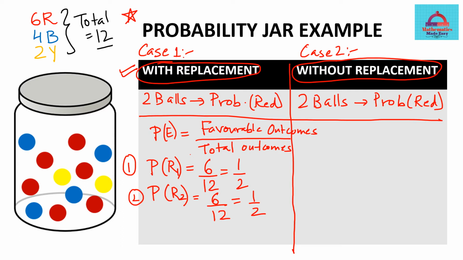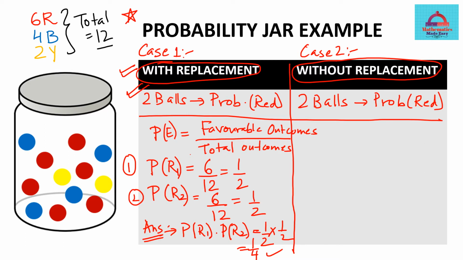And if the question is asking you, what is the probability that the 2 balls drawn one after the other are red, then your final answer would be, you just take the two probabilities and multiply. So it will be probability R1 multiplied with probability R2, which is 1 by 2 multiplied with 1 by 2, or 1 by 4. That is your final answer for case 1.